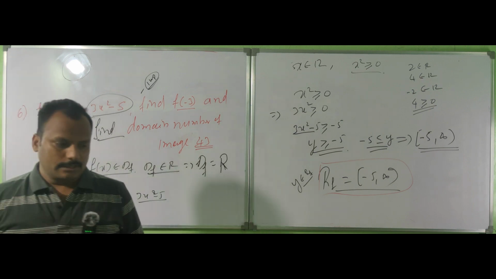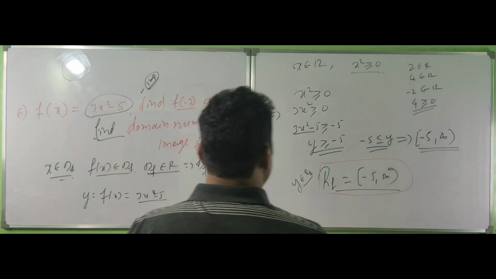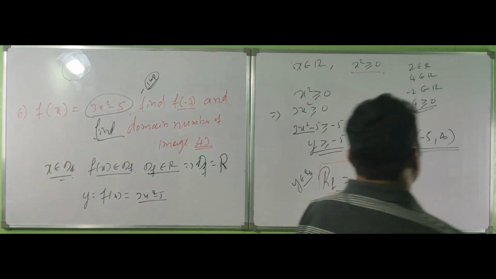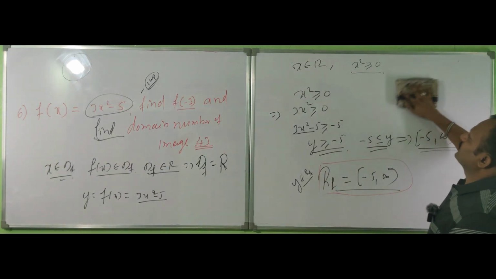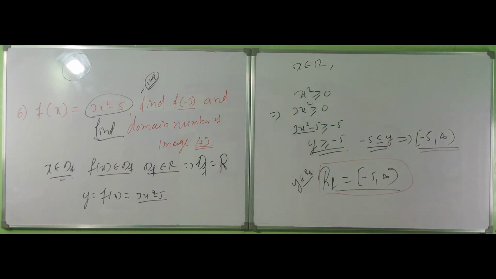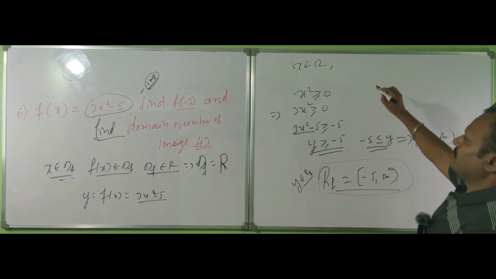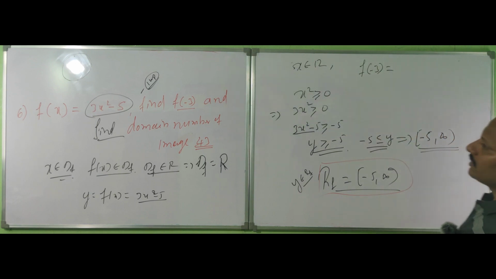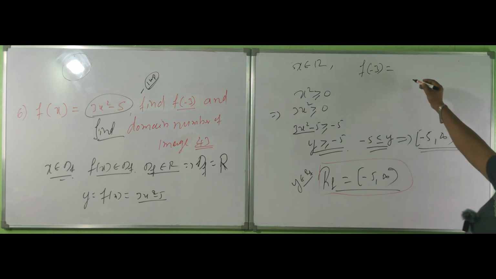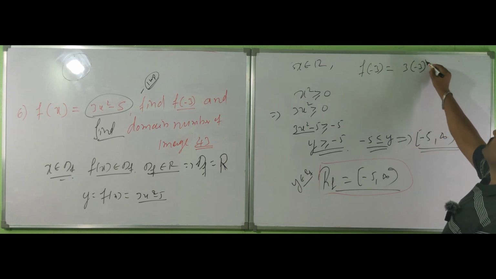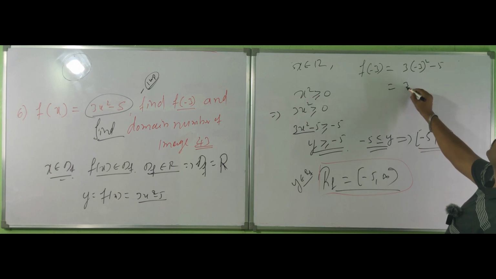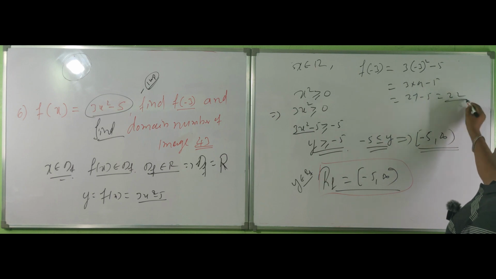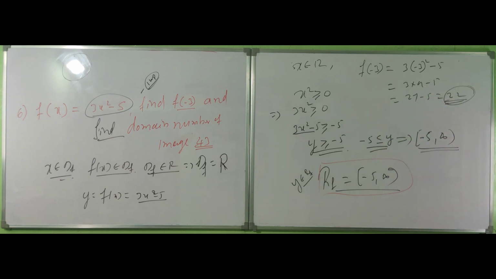Okay. Next step. What is given here? Find f of minus 3. f of minus 3 is equal to 3 into minus 3 square minus 5. This becomes 3 into 9 minus 5, which is 27 minus 5, which becomes 22. So this is the image of minus 3.